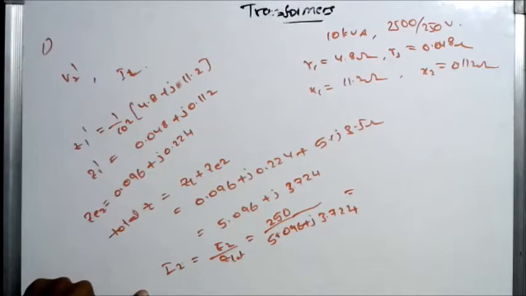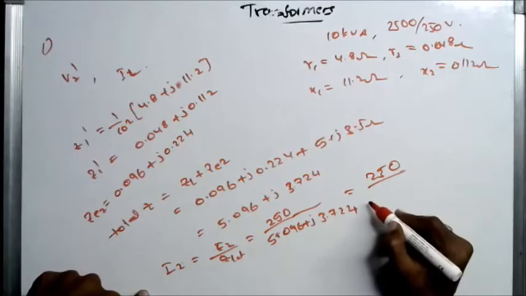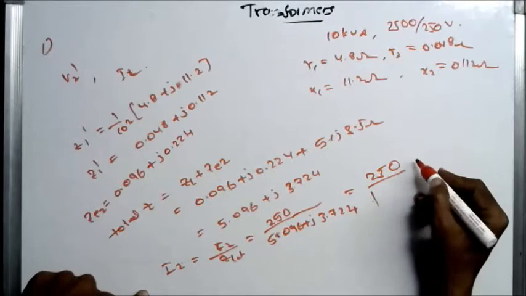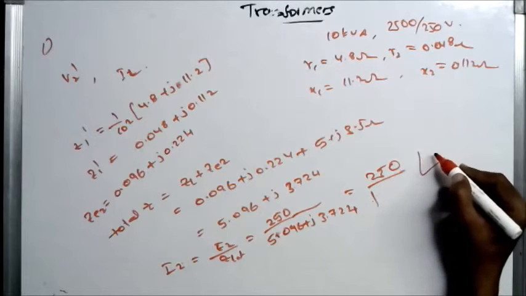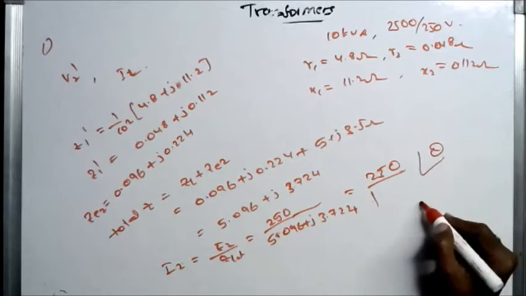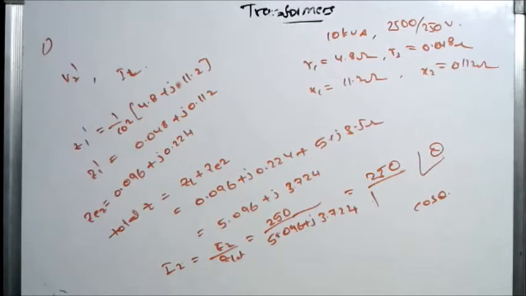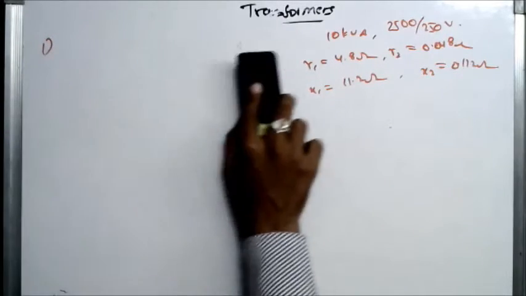So this is equal to 250 divided by the modulus. We will calculate this and calculate the power factor also. This angle theta will come, and the power factor will be cos theta. This is all. Okay, next one, taking section B.